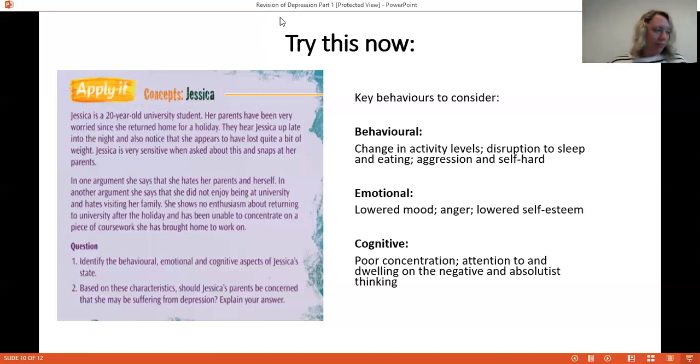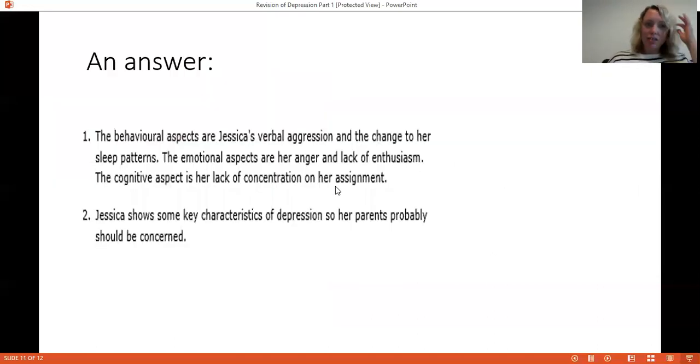Okay, so I hope you found that relatively straightforward. Let's just have a look at an answer and see what you think. So this answer suggests the behavioural aspects are Jessica's verbal aggression and the change to her sleep patterns. The emotional aspects are her anger and lack of enthusiasm. The cognitive aspect is her lack of concentration on her assignment. And based on that, yes, her parents probably should be concerned.